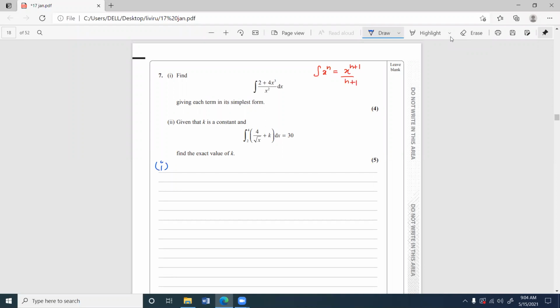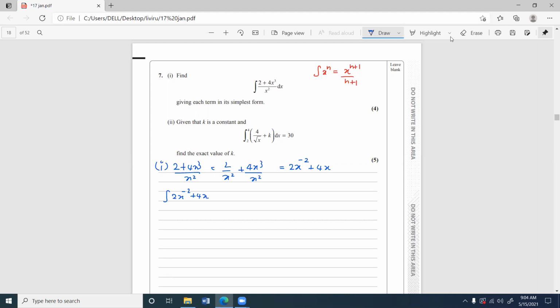So you can say 2 plus 4x cubed over x squared. You can write 2 over x squared plus 4x cubed over x squared, that is 2x to the power minus 2 plus 4x to the power 1, right? Then only you can do this integration. 2x to the power minus 2 plus 4x.